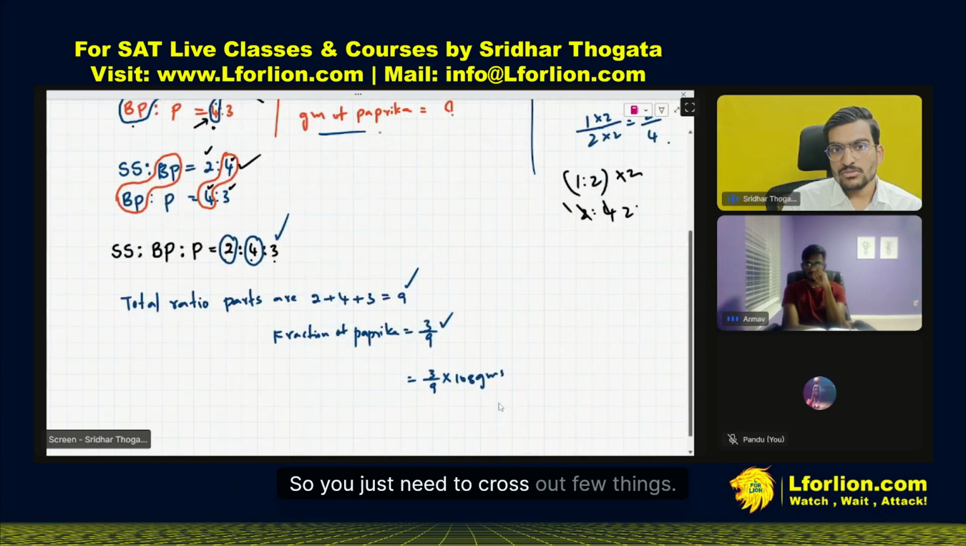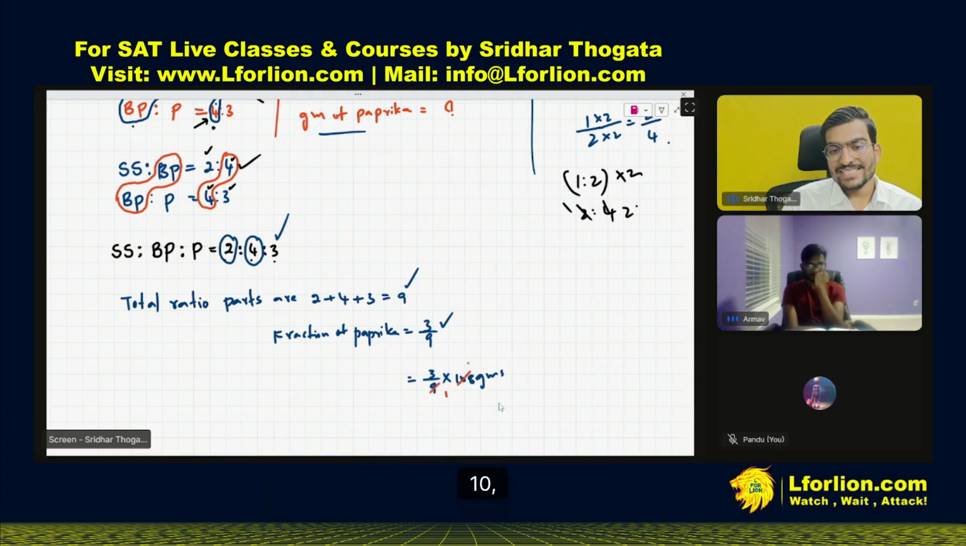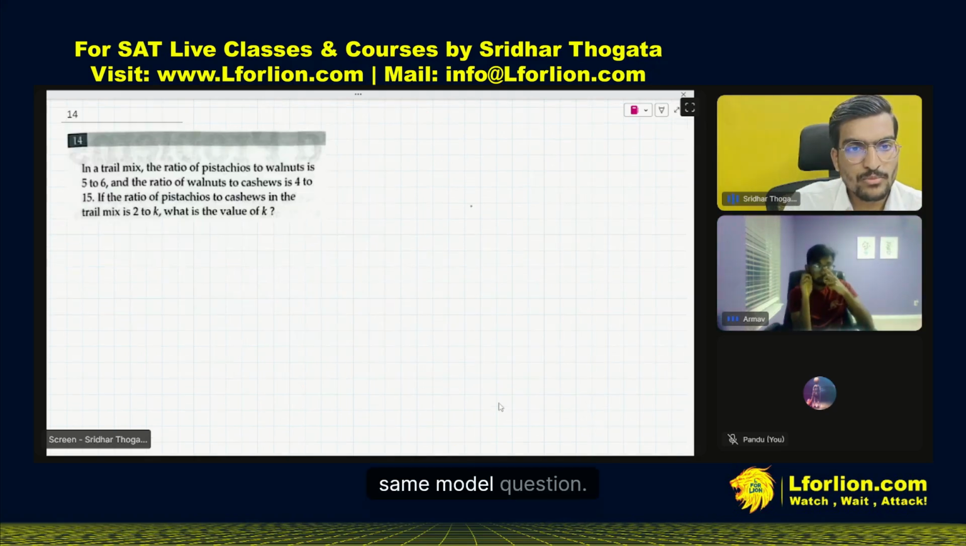So you just need to cross out a few things. 9 times 1, 9 times how much, Babu? 9 tens are 90, 9 twos are 18, so 108 gives 36 grams. Same model question as what we did.